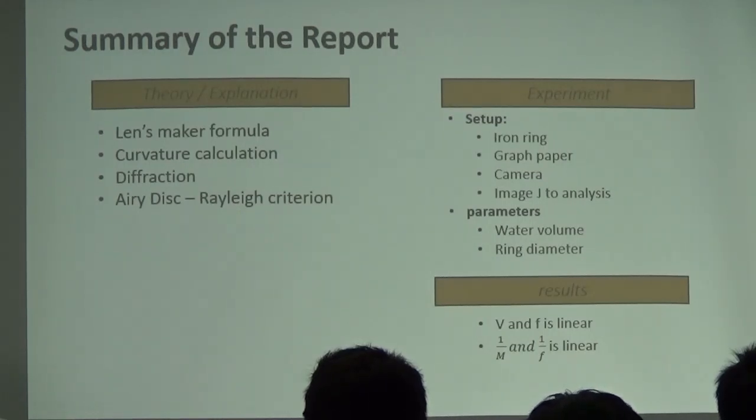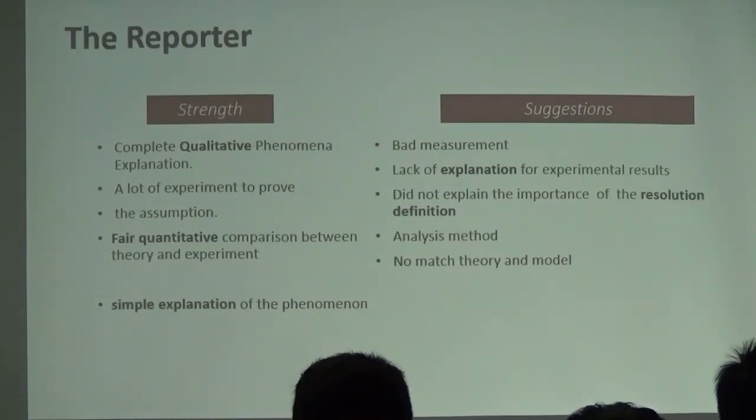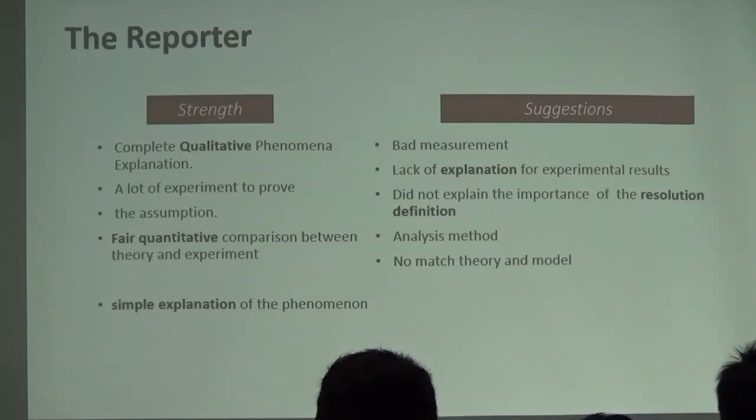And for the result, they find out that V and F is linear from the lens maker and Gauss formula, and also 1 divided by M and 1 divided by F is linear. So as for the reporter, we consider he has a strength of a complete qualitative phenomenon explanation of how to observe, the spirit of the modeling part as the schematic of how they consider the droplets. And also he has a lot of experiments to prove their assumption and find some linear conditions of different parameters. And also he has a fair quantitative comparison between the theory and experiment, and partly focused on discussing the magnification and resolution of this problem statement.